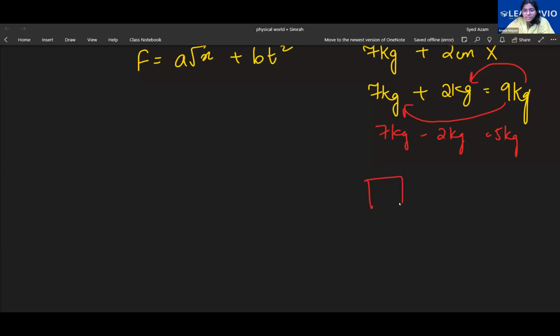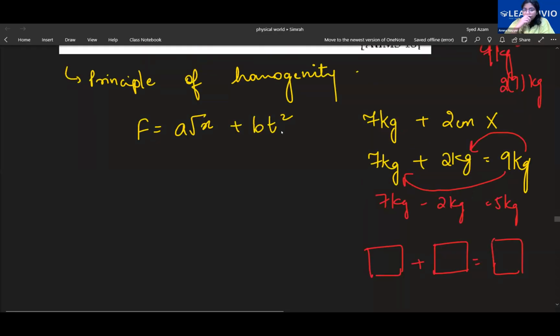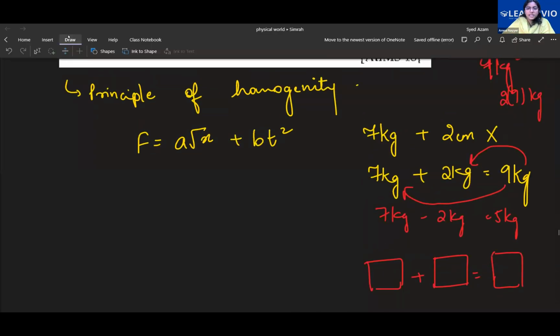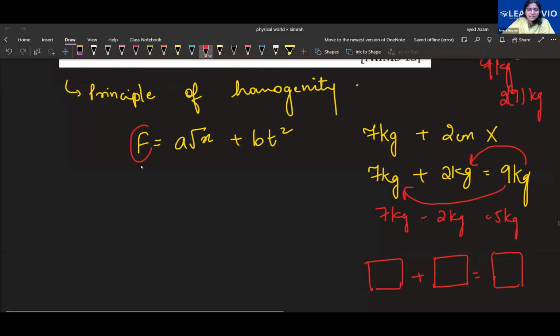Means whatever things are present besides the plus sign or the minus sign have the same dimensions as this resultant. Are you able to recall this, Simrah? Yes, ma'am. Now, look, if this question is saying F is equal to a root x plus b t square, see, this is the resultant. This is one value which you are adding, the first one. And this is the second value which you are adding.